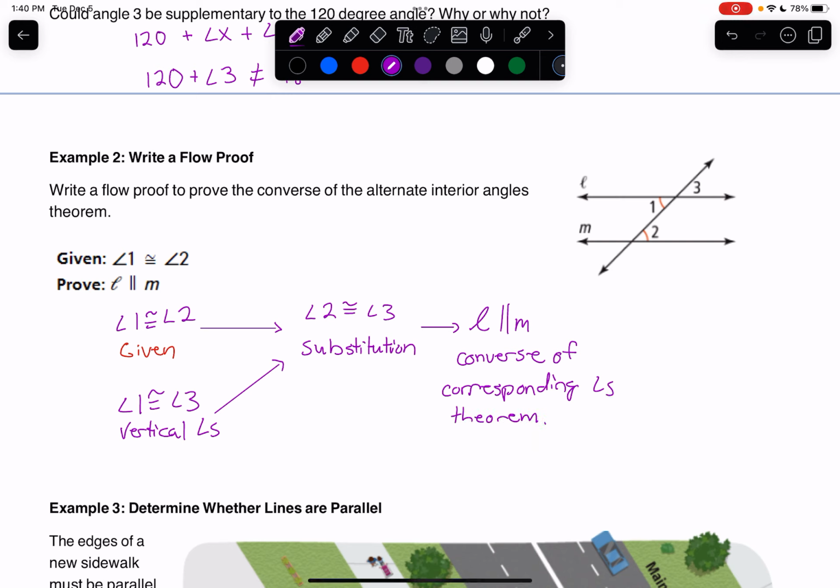And that's the end of our flow proof. Our flow proof could have gone vertically, it could have run diagonally, it could have really done anything. It's just another way to show our information and show how we're getting from one piece of information to the next one. Again, we don't use them very often, just sometimes.